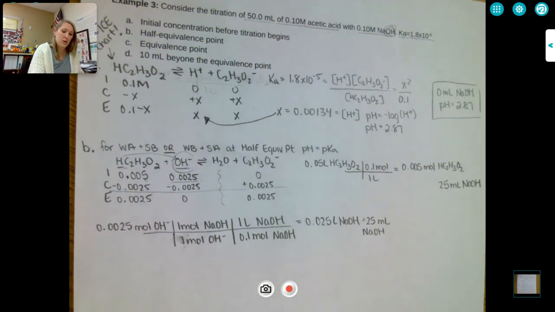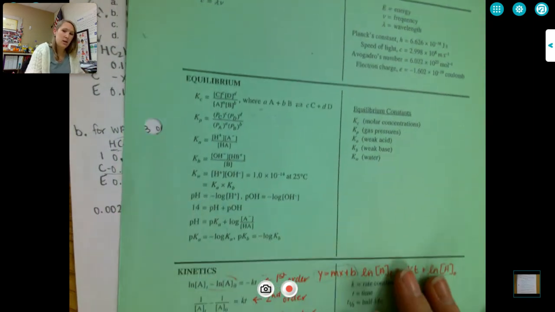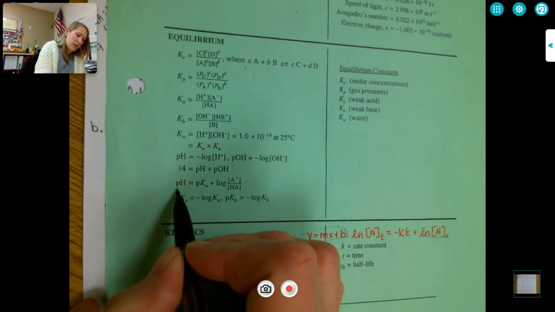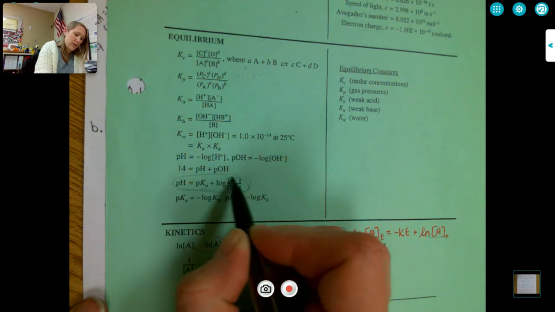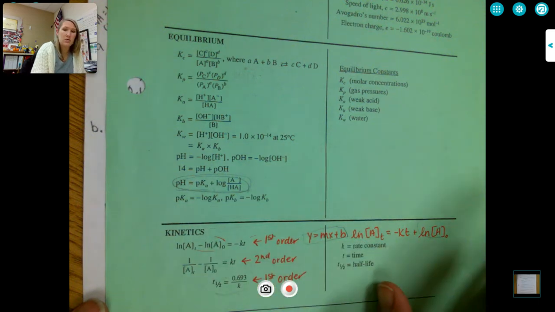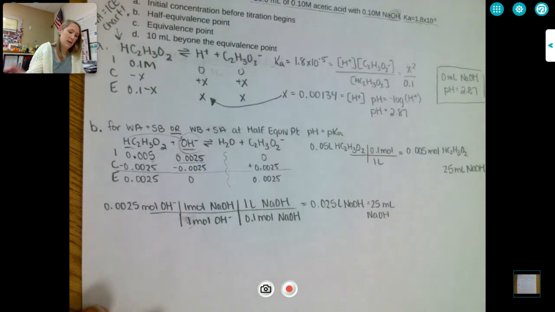NaOH. But now I need to know my pH. And we said that our pH is equal to our pKa. And we know that because we have this formula under equilibrium that we haven't used yet. So our pH equals pKa plus the log of A minus over HA. Okay, this we're going to use at our half equivalence point. It's a new formula, but it's a handy formula when we're dealing with weak acids and bases.